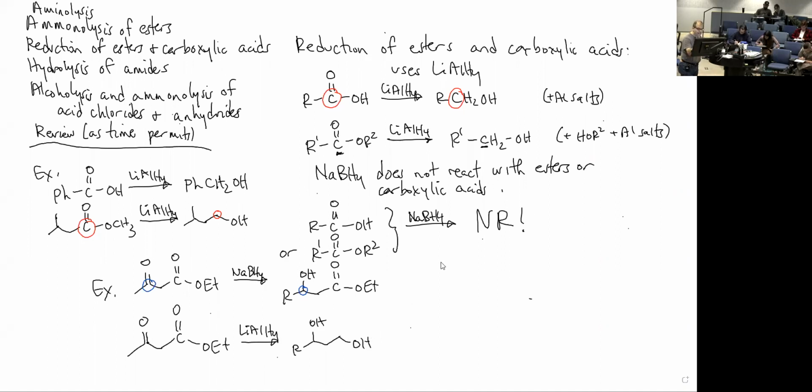And in this case, the secondary alcohol carbon once was the ketone carbonyl, and the primary alcohol carbon once was the ester carbonyl carbon. So that's very important, that you can get different results if you have both functional groups in the molecule.